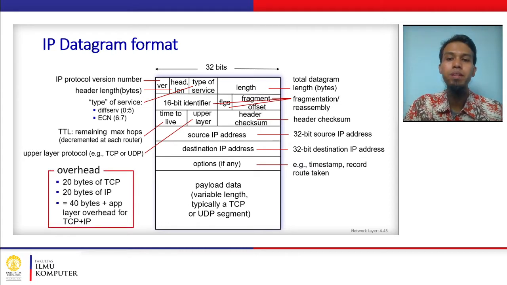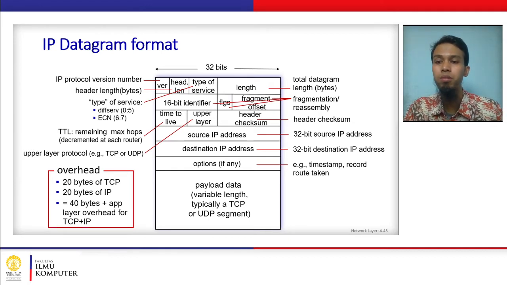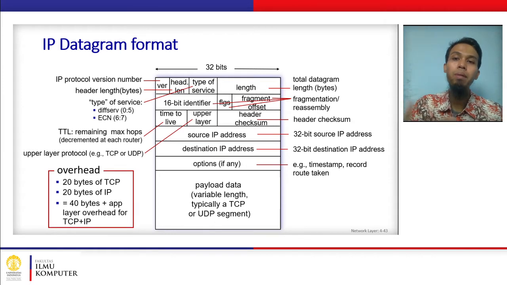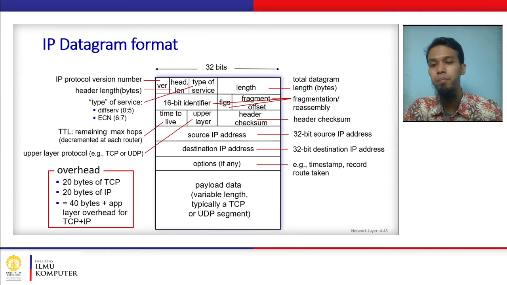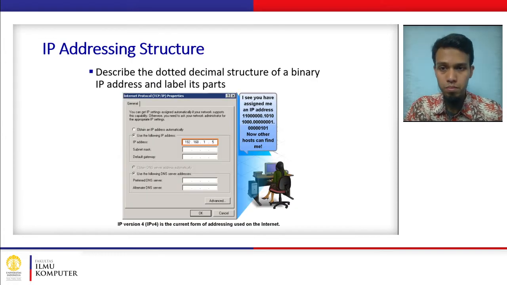All in all, we have 20 bytes of TCP header, which we already had before, and 20 bytes of IP header. If we combine those two, we have 40 bytes plus the application bytes of overhead.